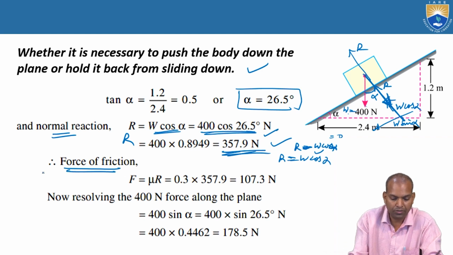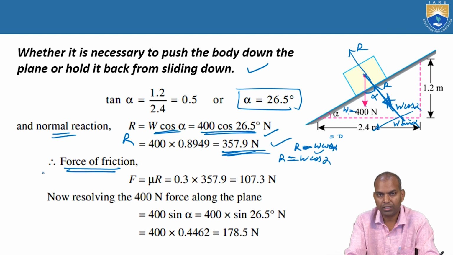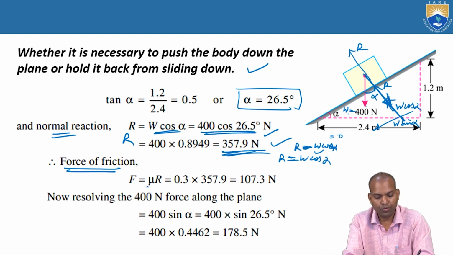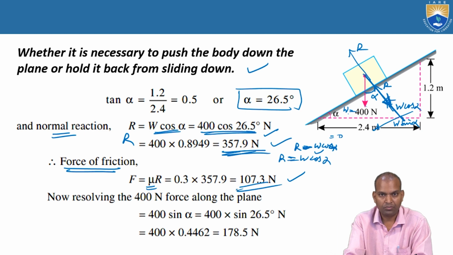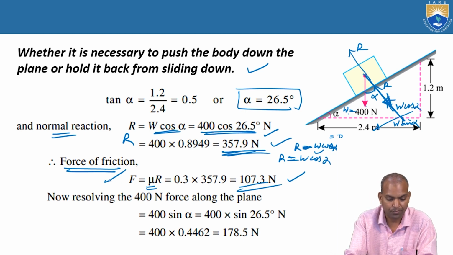The next is the force of friction. What is the force of friction? F equal to mu times R. Mu equal to 0.3, times R. The calculated value of R is 357.9. Then the value obtained is 107.3 newtons. This is the F value.